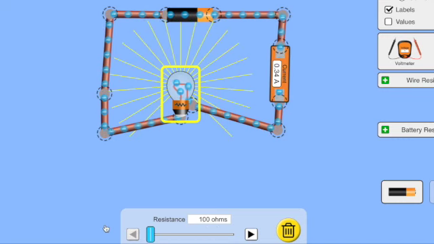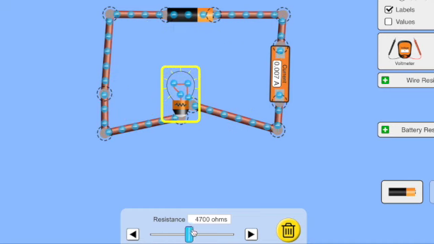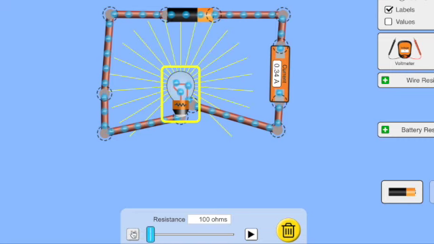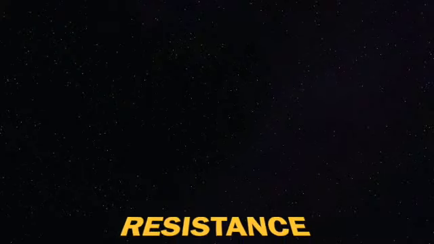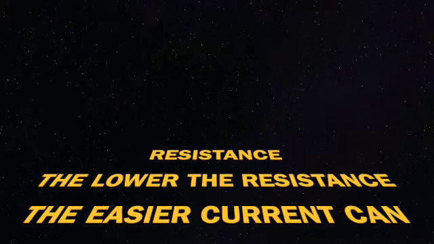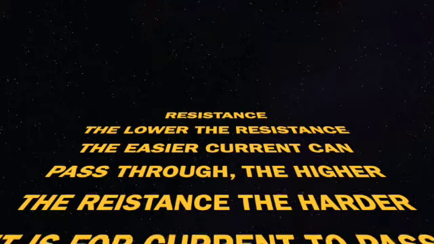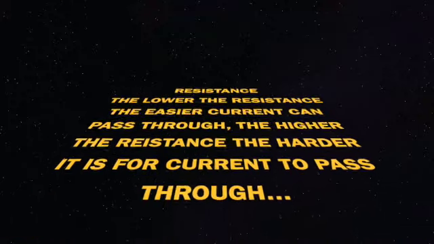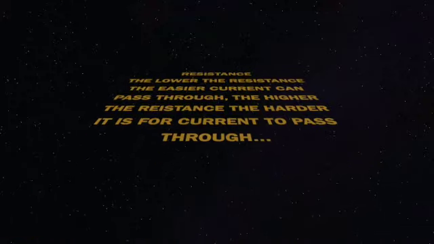And one last thing to look at, if you look at the speed of the electrons as I increase the resistance, you can see that they're slowing down almost to the point where you can barely see them move. So resistance is all to do with how easily or how difficult it is for current to get through. So in summary, the lower the resistance, the easier current can pass through. The higher the resistance, the harder it is for current to pass through.